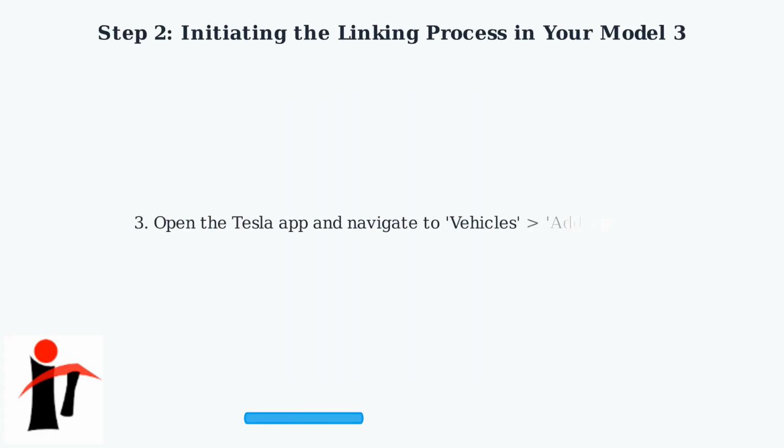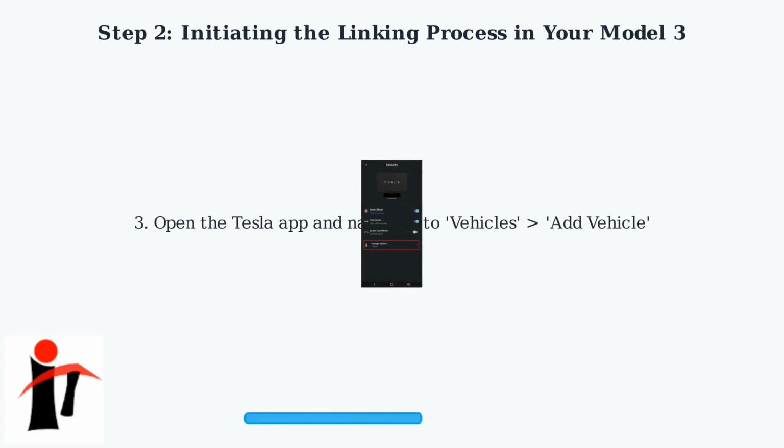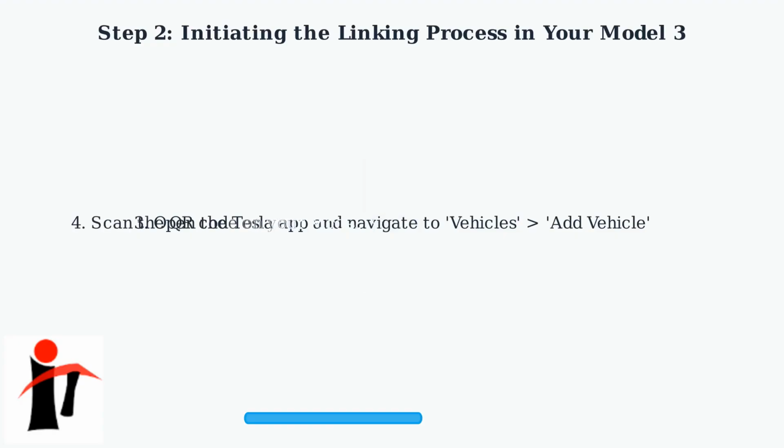Open the Tesla app and navigate to Vehicles, then select Add Vehicle. You'll be prompted to either scan the QR code displayed on your Model 3's touchscreen or manually enter the VIN. Follow the on-screen instructions to complete the authentication process.